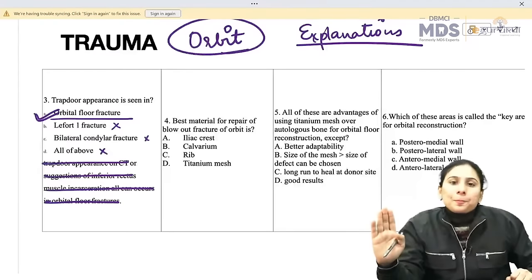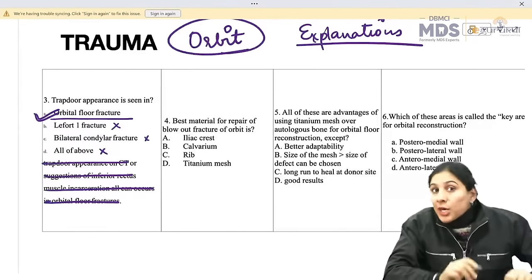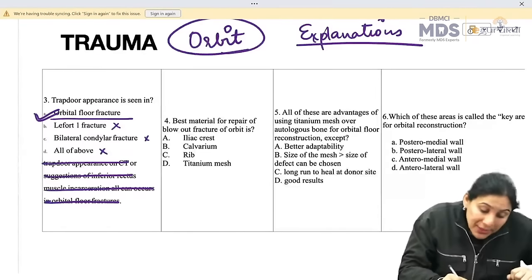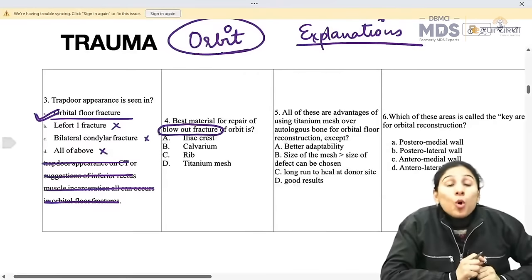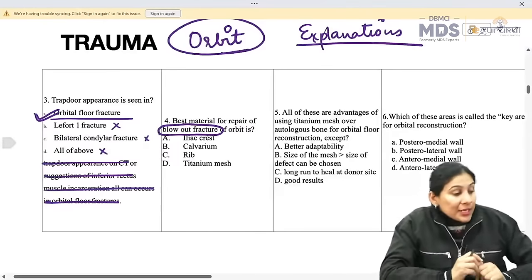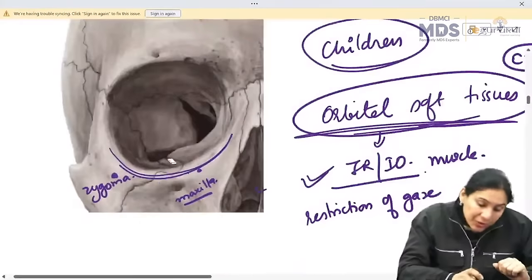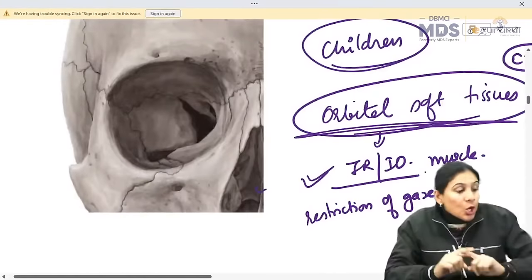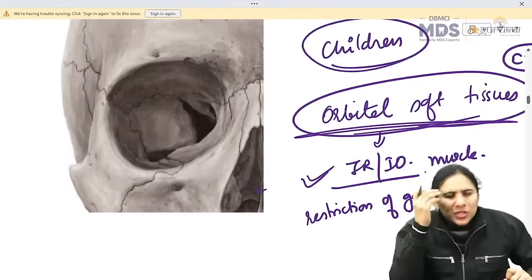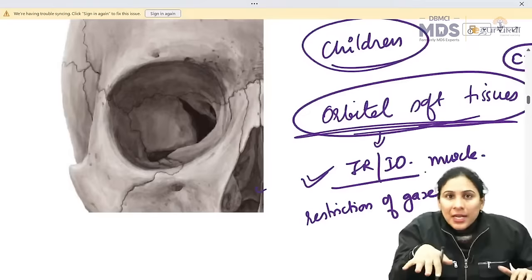Completion of treatment. Okay, but what if it is not a trapdoor fracture, but a blowout fracture of the orbit? What is blowout and blow in? There are two other types of fractures of the orbit. One is a blowout fracture and one is a blow in fracture. We will not talk about blow in fractures because they are very, very rare. Most common is a blowout fracture.